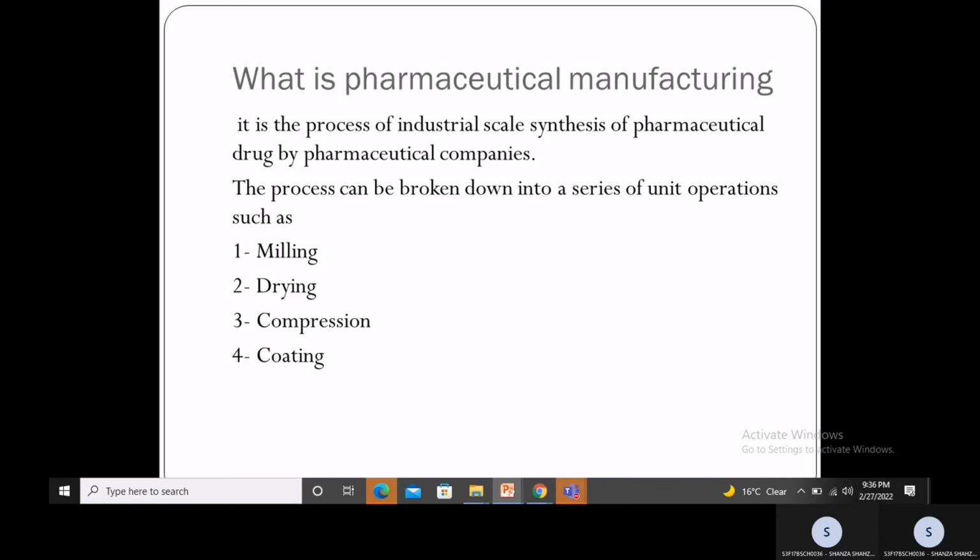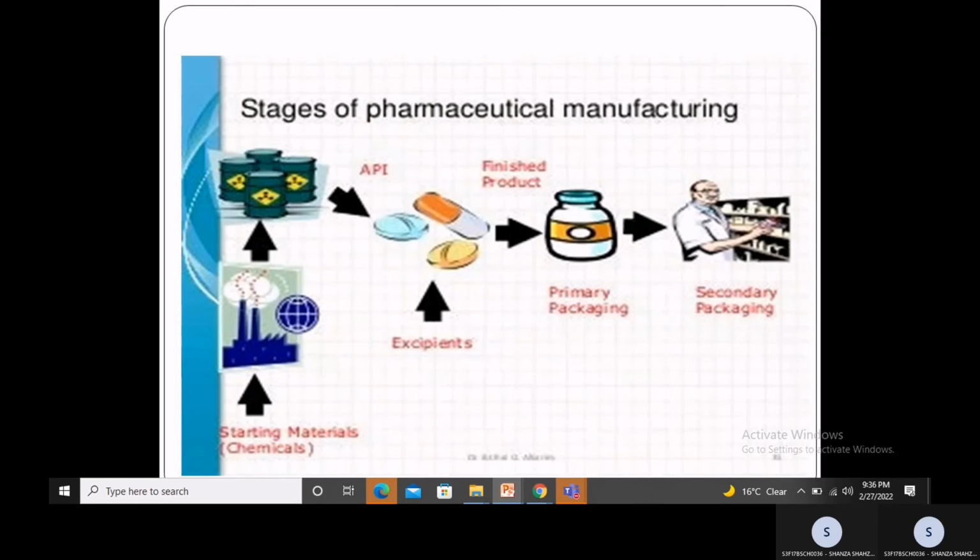In this diagram, the stages of pharmaceutical manufacturing are described. I'm describing it one by one. Now I'm moving my cursor to explain this diagram. First, my cursor is on the starting material. The starting material is a chemical, that is, the raw material.